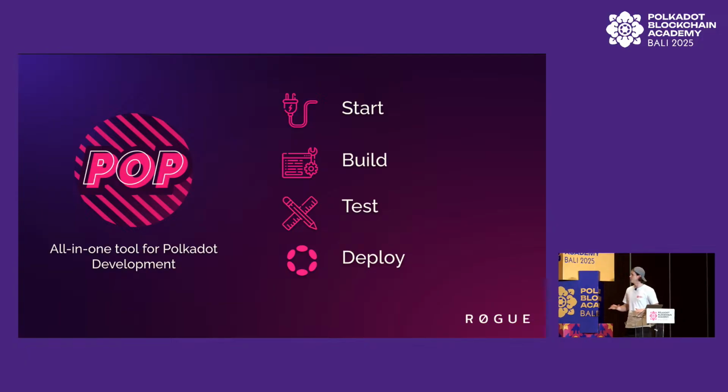Now, we have the POP CLI. The POP CLI is trying to solve one issue that we had before, which is that we had a lot of tooling, but they were all separate from each other. If you look at other ecosystems, you have basically one tool and it does everything that you need. So that's what we're trying to do here with POP CLI. Of course, I'm biased here, but really, we're just trying to improve the Polkadot developer experience. So let us know how we can improve it, and we'll do it.